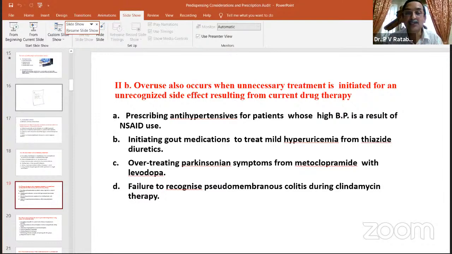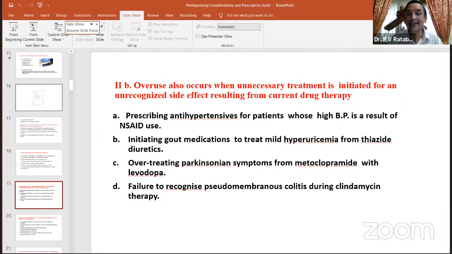Initiating gout medications to treat mild hyperuricemia from thiazide diuretics. Now, thiazide diuretics can cause hyperuricemia, but you are not supposed to give allopurinol or colchicine for a patient with hyperuricemia from thiazide diuretics. It is a drug-induced hyperuricemia. Over-treating Parkinsonian symptoms from metoclopramide with levodopa. Metoclopramide can cause Parkinsonism, but it is not to be treated with levodopa.